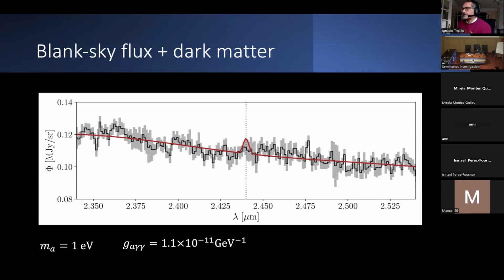Okay, so my question is related to the modeling of the astrophysical background, because you say that your results change a lot when you model the astrophysical background. So my question is, what do you consider astrophysical background when exploring this, and how do you model it?